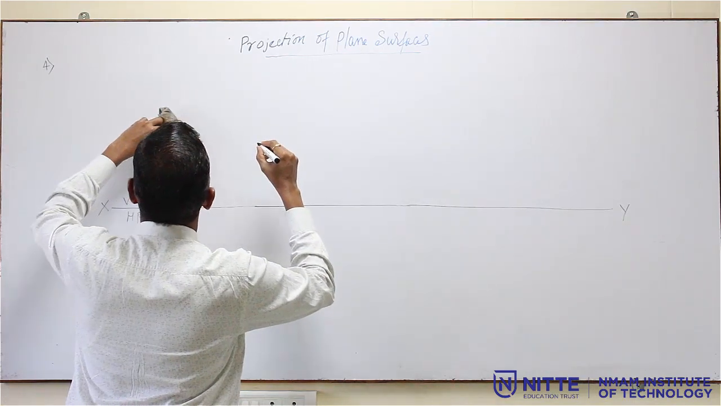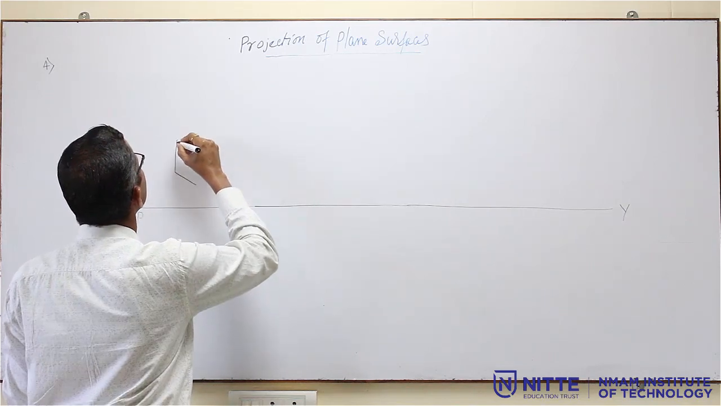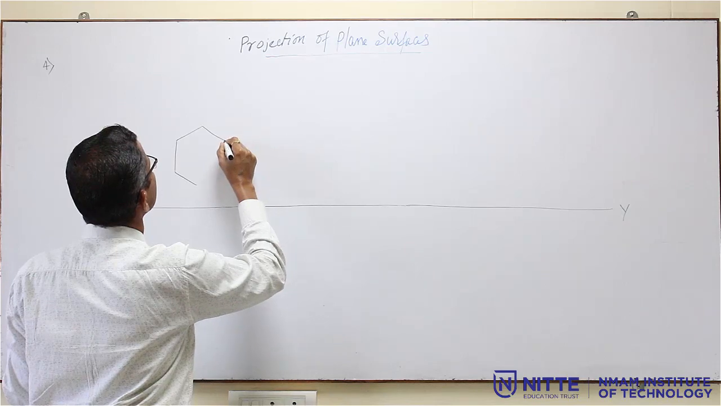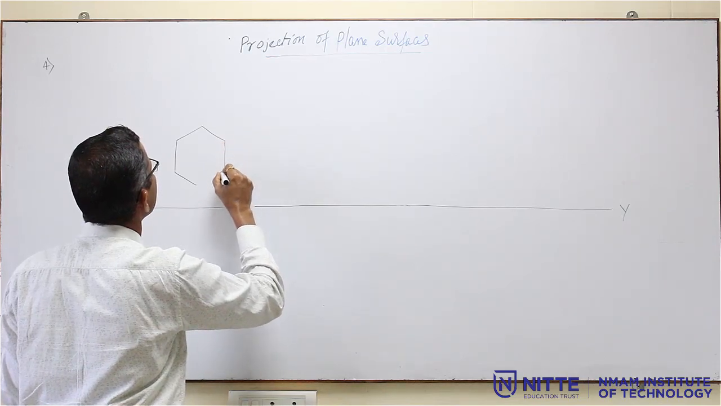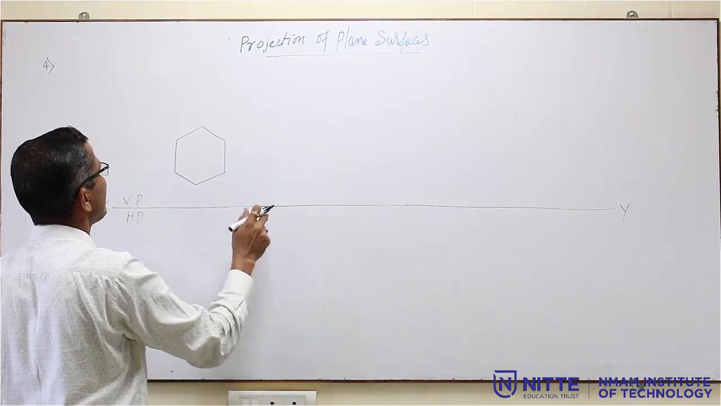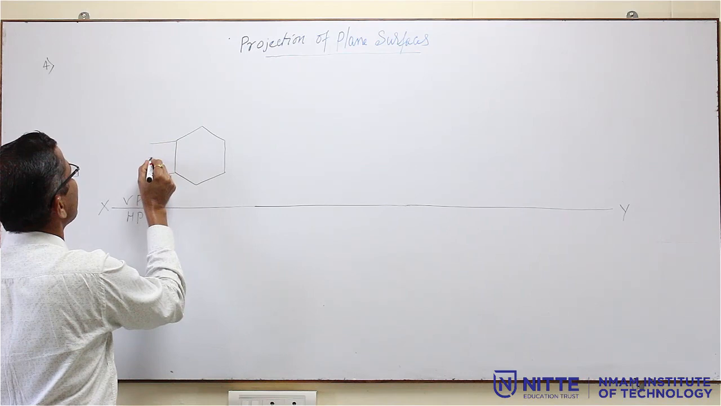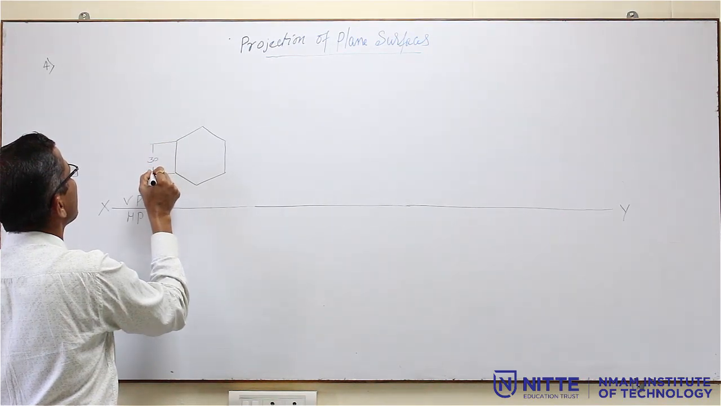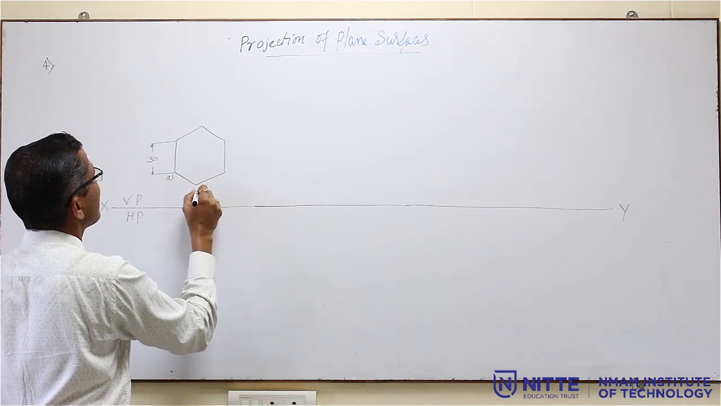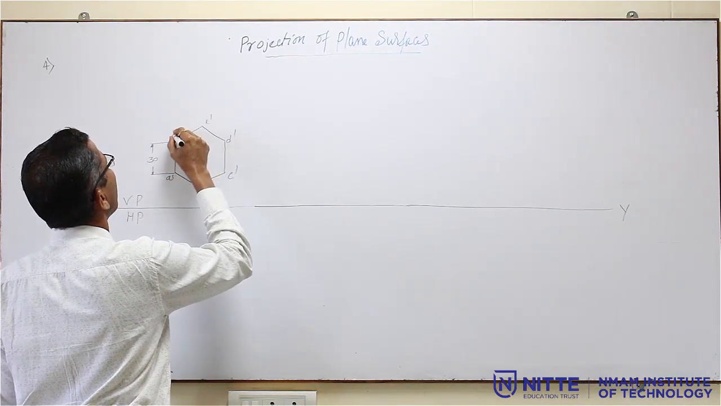Use the circle method for construction of that hexagon. It is a regular hexagon of 30 mm side. One of the sides should be perpendicular to this, and you have to dimension the side, it is 30 mm, and name all the edges A dash to F dash.